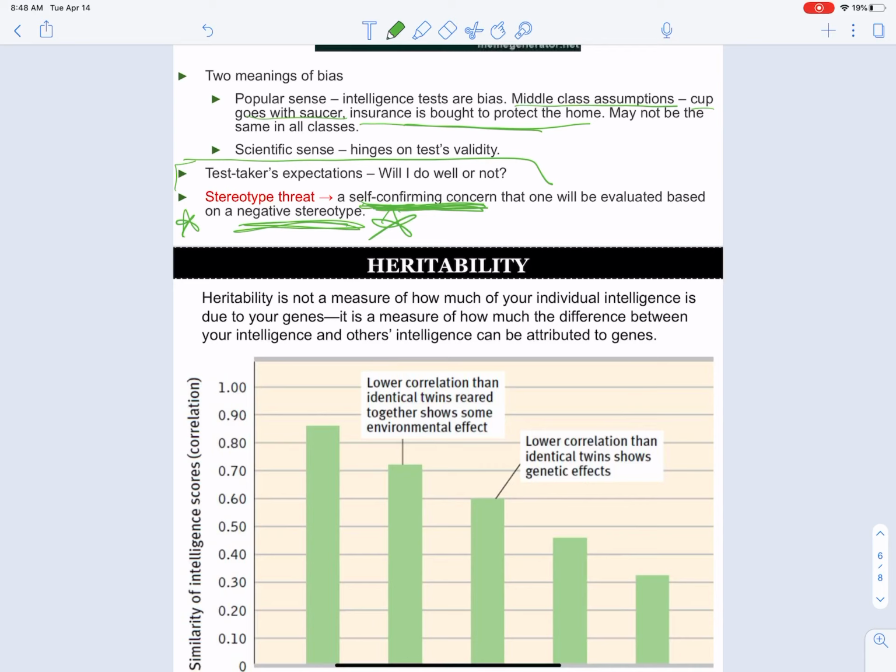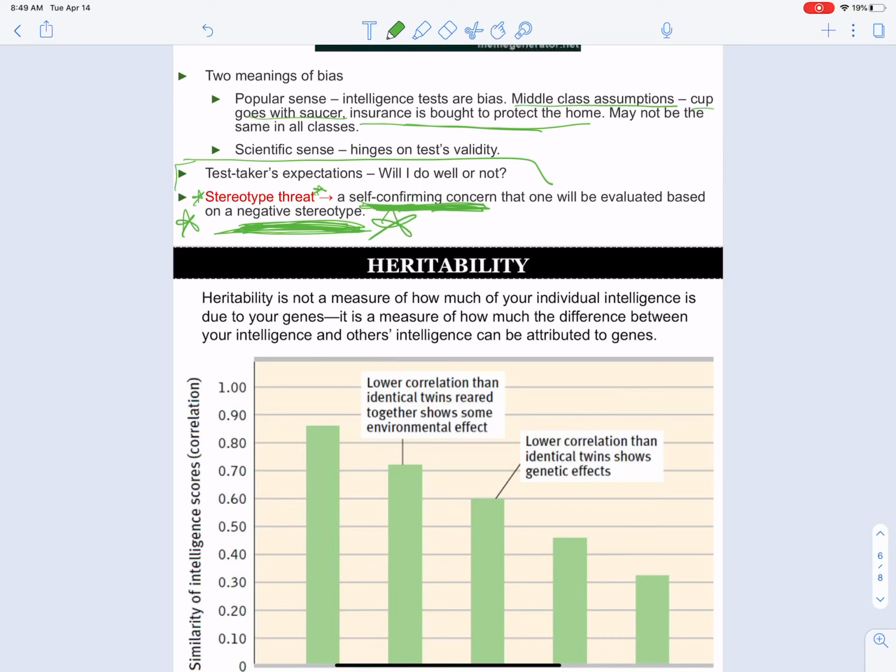And when I was younger, unfortunately, that was actually something that was said when we were growing up. Maybe not directly, but we were given the impression that girls aren't really good in math. So if you were to go into a math test with a big group of people and you had a self-confirming concern about the negative stereotype that girls are not good in math, that could impact your results. And you may think that you're being evaluated based on that negative stereotype. That's called a stereotype threat.